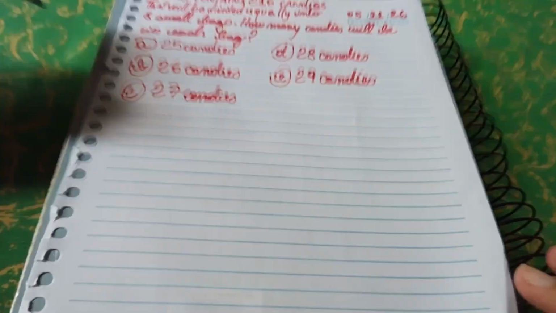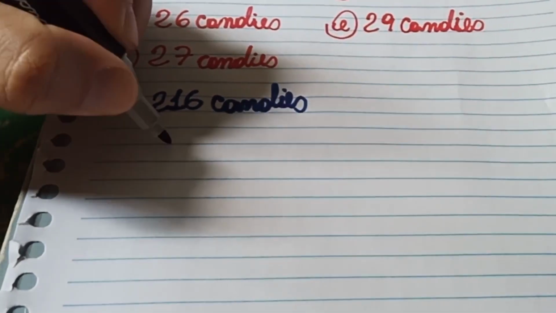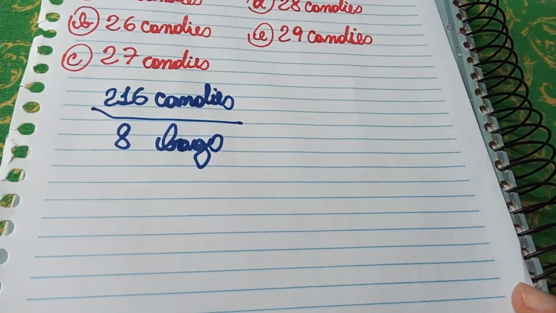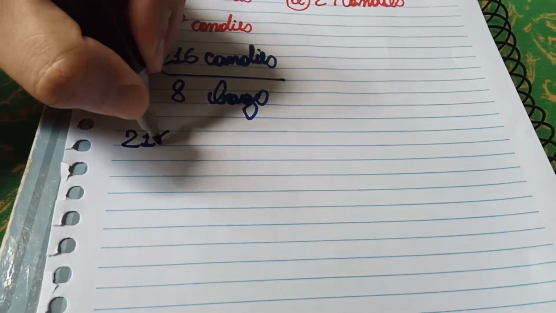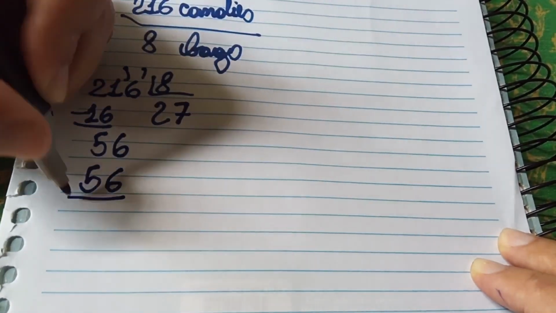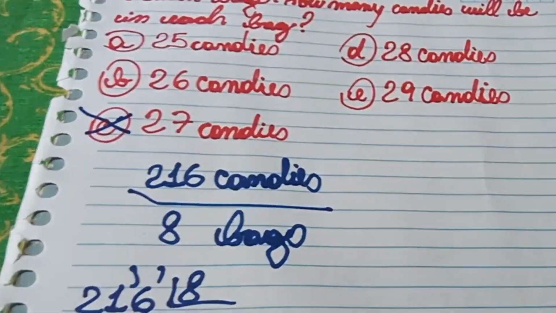To find the answer, you divide the total number of candies by the number of bags. 216 candies divided by 8 bags. The correct answer is C, 27 candies. Why are the other answers incorrect?